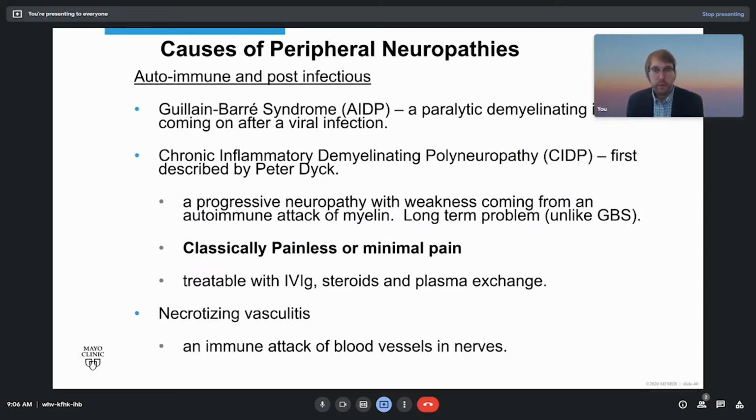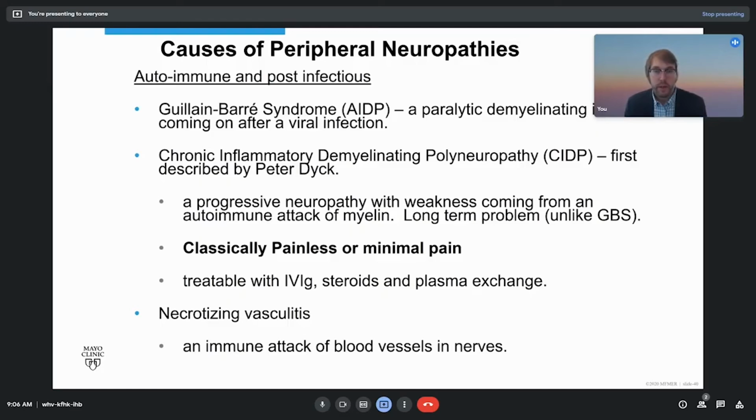Other types of peripheral neuropathy would include an autoimmune, post-infectious, or inflammatory attack against the nerves, and sometimes these attack the myelin. In the case of Guillain-Barré syndrome, they are very sudden and can be very severe, causing paralysis that ascends from the feet into the legs and into the arms and even the breathing muscles, requiring someone to be hospitalized and sometimes go into the ICU.